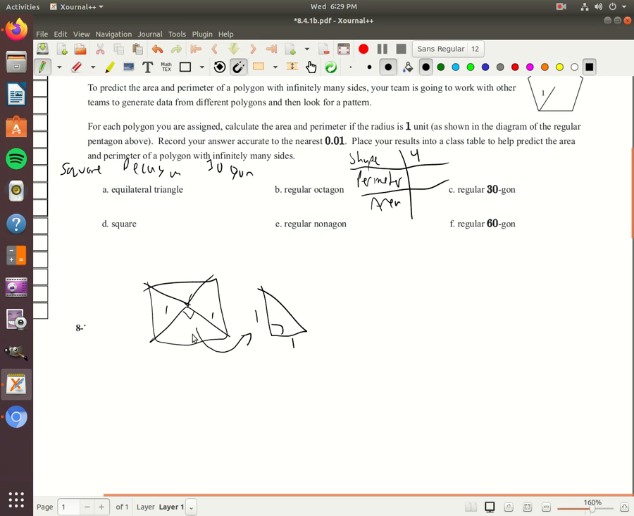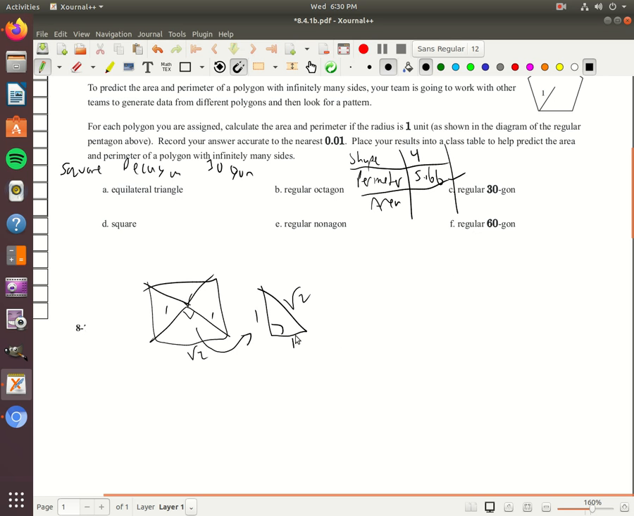Well, I know that 1 squared plus 1 squared is the square root of 2. So this side is the square root of 2, and so are the others. So I'm going to grab my calculator and get 4 times the square root of 2, and I'm going to get 5.66. And again, I'm rounding on these. So 5.66 is going to be my perimeter on a square.